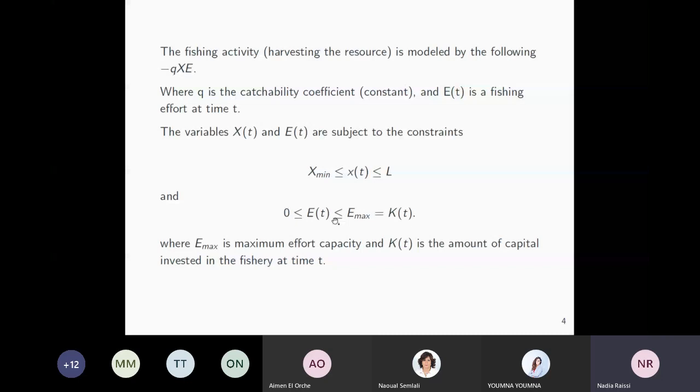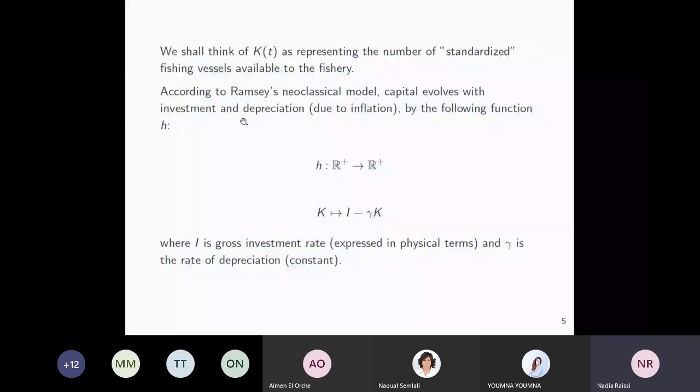So you can see that E, the fishing effort, is bounded by the whole capital K. If you cannot see the capital as a money worth, you can see it as the number of standardized vessels available for the fishing activity. In the neoclassic economic models, the capital always evolves positively with investment and depreciates due to inflation. So it's modeled by E minus gamma K.